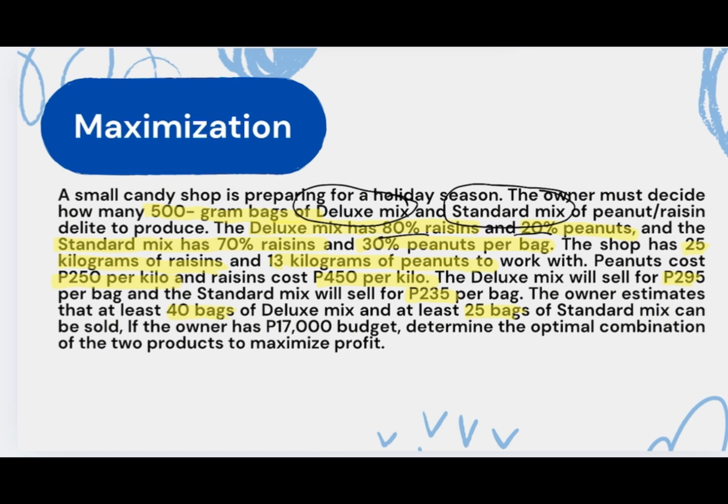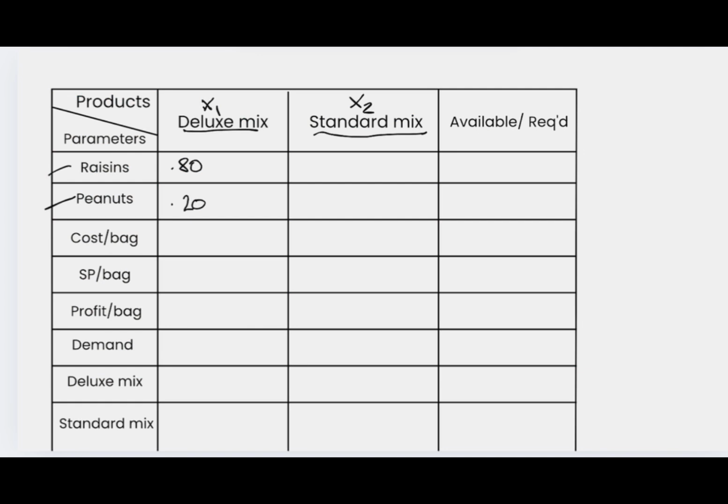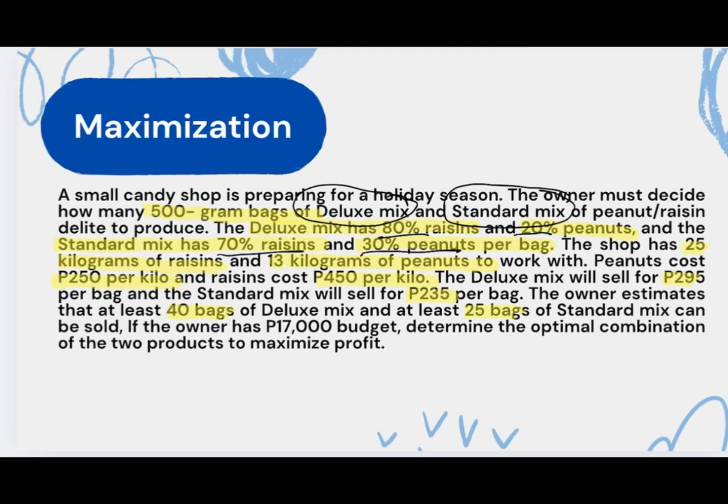And then the standard mix has 70% raisins and 30% peanuts. So same thing: 0.70 for raisins in the standard mix and 0.30 for peanuts in the standard mix. Now, we have that. But guys, always remember, I told you to always be specific, especially when making your decision variable.